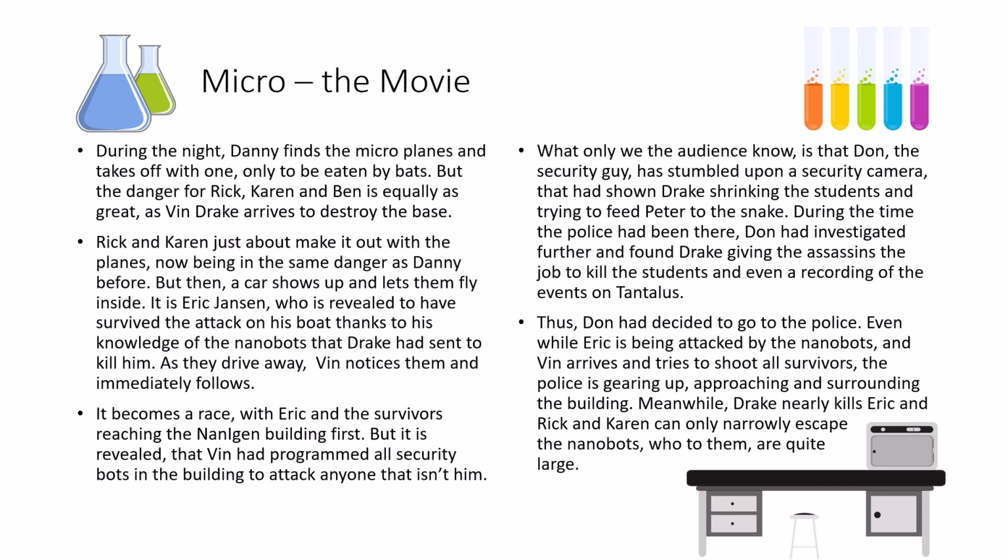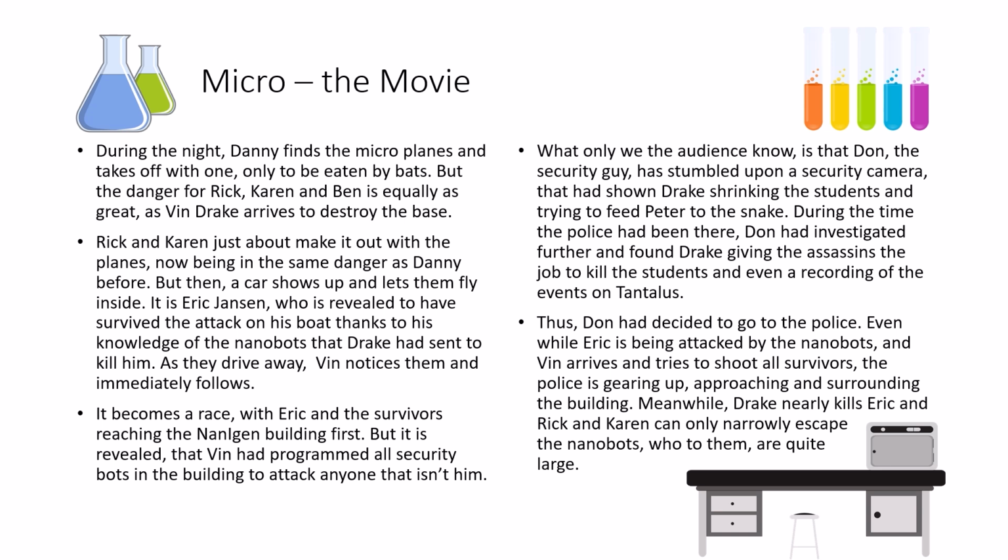During the night, Danny finds the micro-planes and takes off with one, only to be eaten by bats. But the danger for Rick, Karen, and Ben is equally as great, as Van Drake arrives to destroy the base. Rick and Karen just about make it out with the planes, now being in the same danger as Danny before. But then, a car shows up and lets them fly inside.